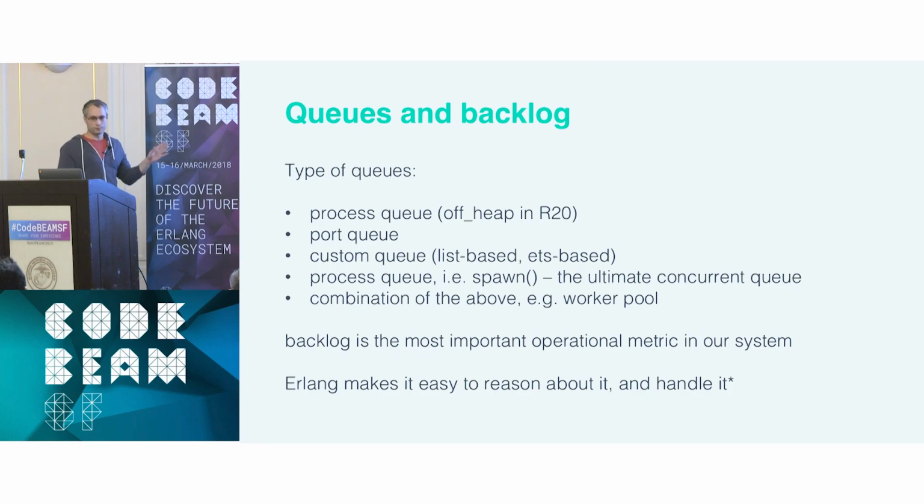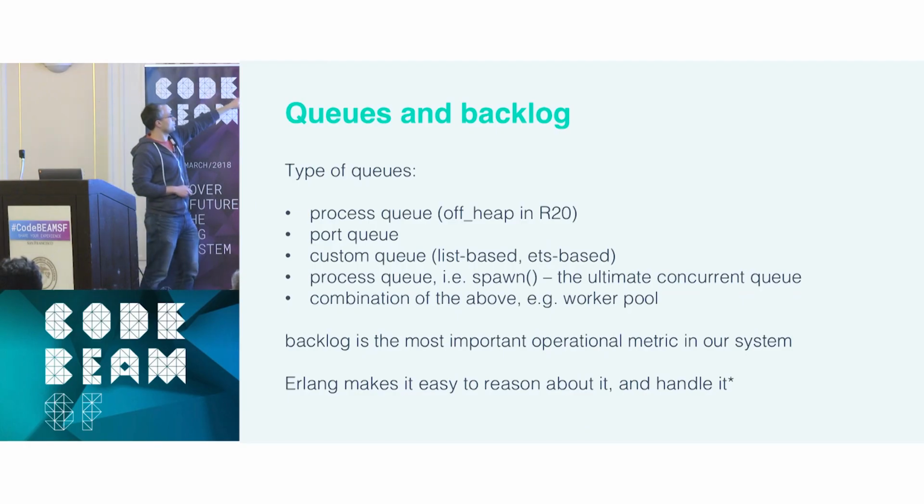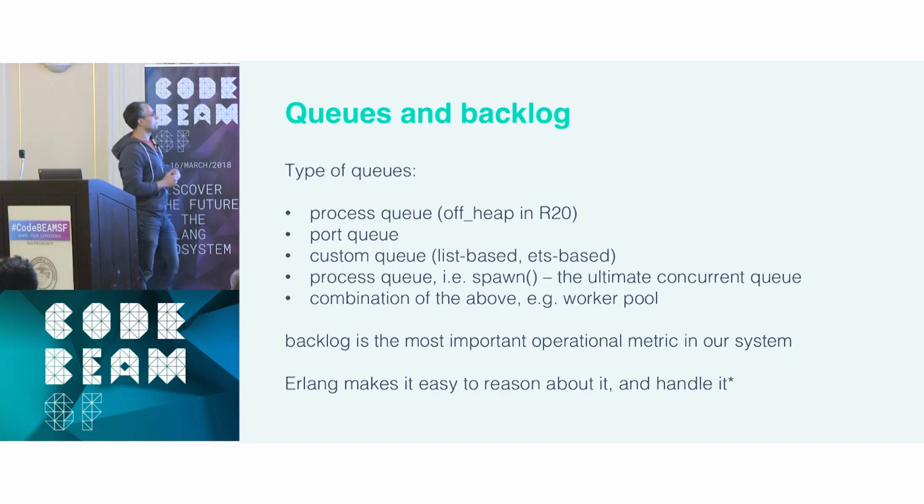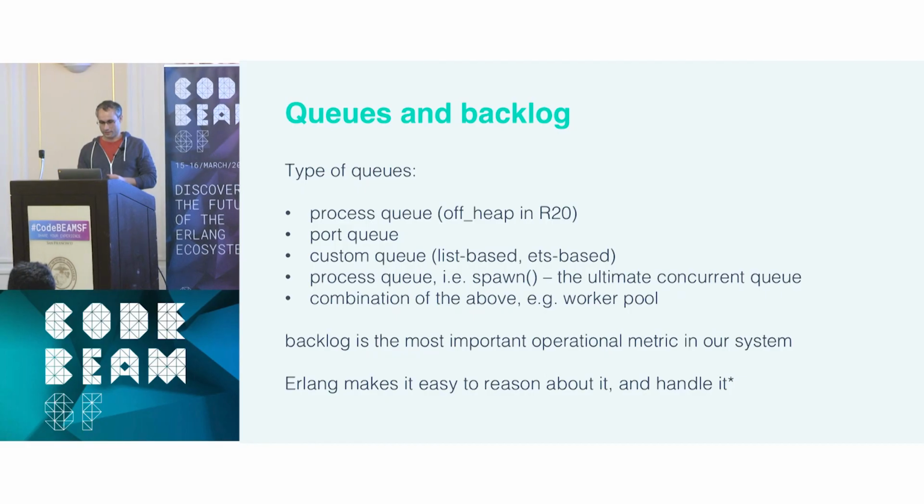Generally, there are several different types of queues in Erlang. We already mentioned port queues and process queues. In R20, there is an off-heap parameter that basically removes the garbage collection overhead if your process runs with a large queue, so at least it won't be garbage collected. You can do custom queues, and we do them using lists or ETS tables. There is a natural Erlang process queue, which is basically spawning a process and then waiting until it finishes what it's supposed to be doing. And you can use any combination of the above to model what you want.